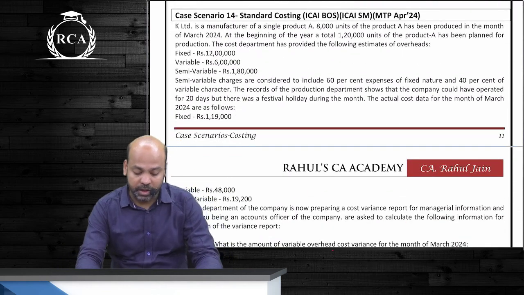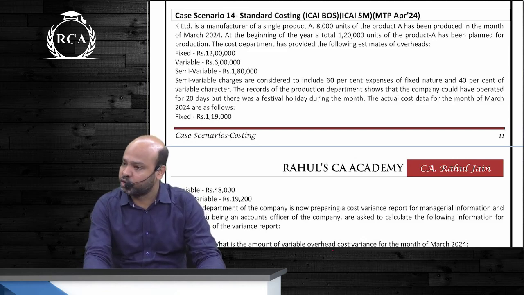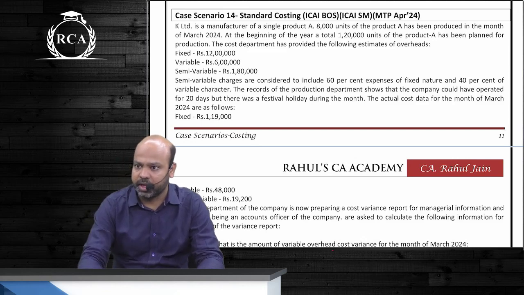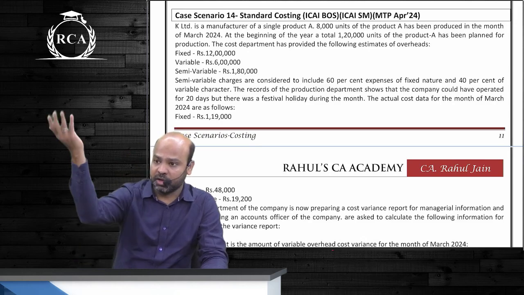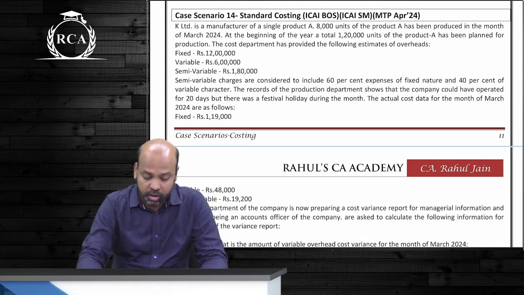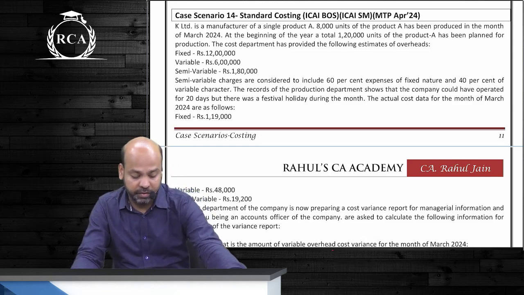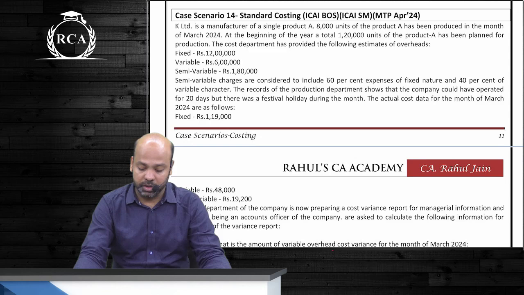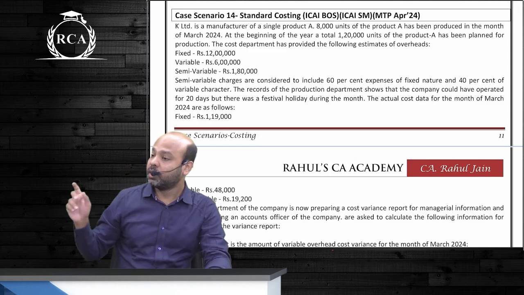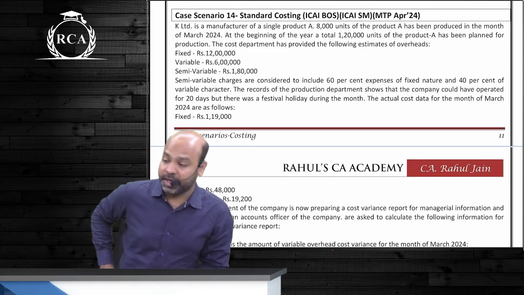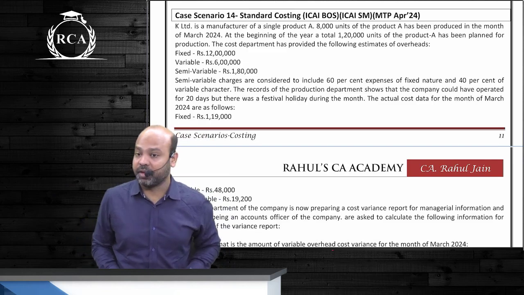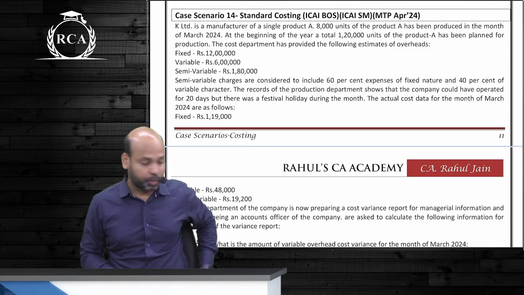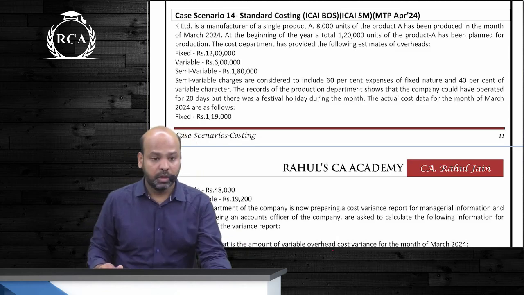K Limited is a manufacturer. Exact same question class mein ho chuka hai, but I'm just discussing this. K Limited is a manufacturer of a single product. 8,000 units of product A has been produced in the month of March 2024. At the beginning of the year, a total of 1,20,000 units has been planned for production. 1,20,000, guys, is for the entire year, but budget actuals are given only for 1 month. So you will have to prepare a revised budget for a span of 1 month.